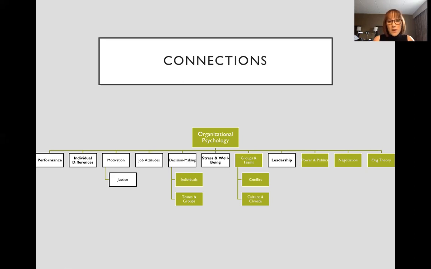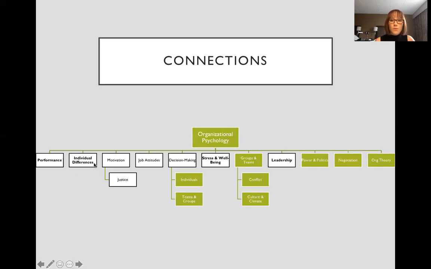Some of the other things that we have talked about thus far do also more directly relate to some of the things we're going to talk about in this class. We won't talk about performance on this side of the semester, but some of the things that we did talk about in performance, things like OCBs, CWBs, task performance, those will get brought up in terms of how things like motivation impact performance.